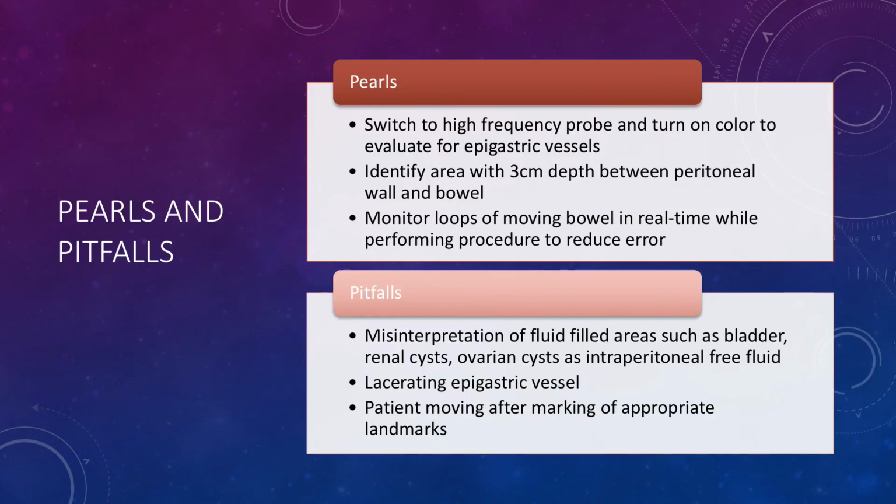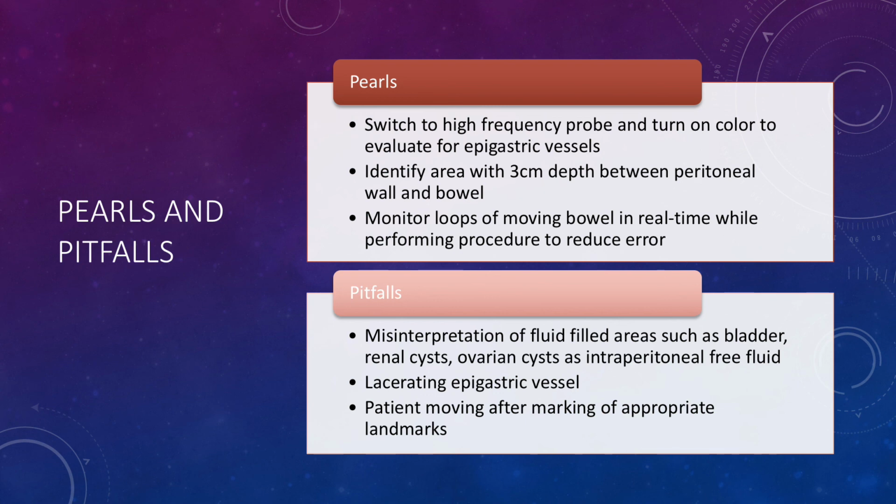Pearls of this procedure are that you can switch to the high-frequency probe and turn on color to evaluate for epigastric vessels. You want to identify an area with at least 3 centimeters of depth between the peritoneal wall and the bowel, and look for moving loops of bowel in real time while performing the procedure.